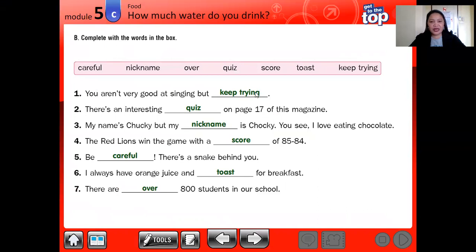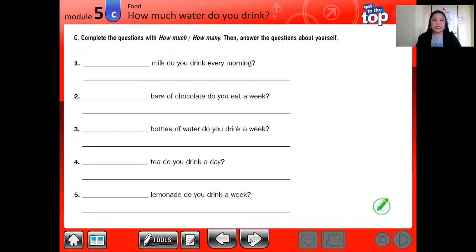So we have here, keep trying, quiz, nickname, score, careful, toast, and over. So write this on your workbook. Finished? Okay, let's move on to the next quiz. We have here numbers 1 to 5. So complete the question with how much, how many.